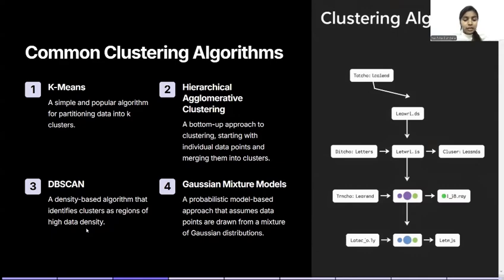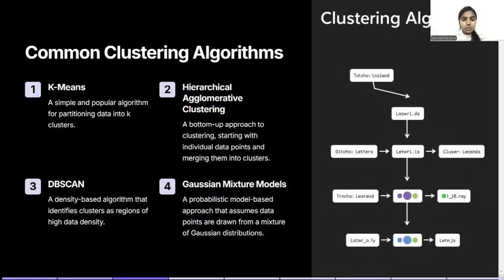Next is DBSCAN, a density based algorithm that identifies clusters as regions of high data density. It basically groups points based on density. It can identify outliers and noise. It also has its pros and cons, like handling arbitrary shaped clusters well. Parameters like epsilon can be hard to tune.